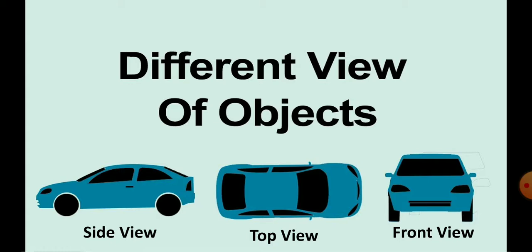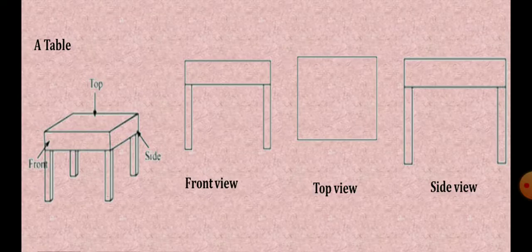If you see the car from the top side, it will look like a rectangle. And if you see the car from the front side, it will look like this. Now see another example. Look at this table. If you see this table from the front side, this is a front view. If you look at this table from the top side, it will look like a square. And if you see this table from the side, it will look like this picture.